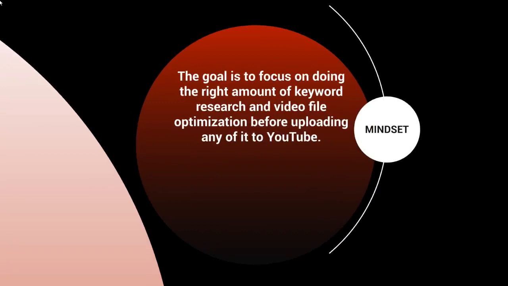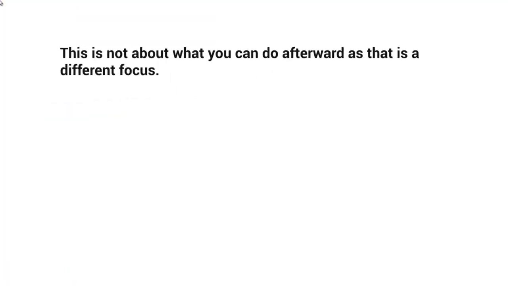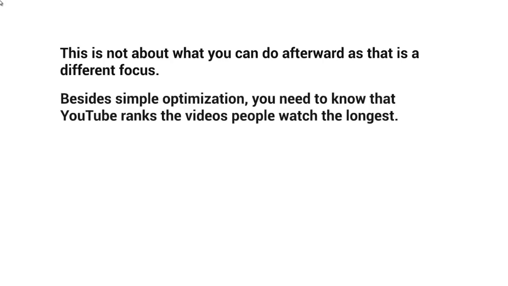I want to first start out by saying the goal is to focus on doing the right amount of keyword research and video file automation before actually uploading any of it to YouTube. Essentially this is all about what most people forget to do before making their YouTube video live. Most people think about what to do after they upload the video. They don't think about what they have to do before making it live. So this is not about what you can do afterwards, as that is a totally different focus, but rather before.